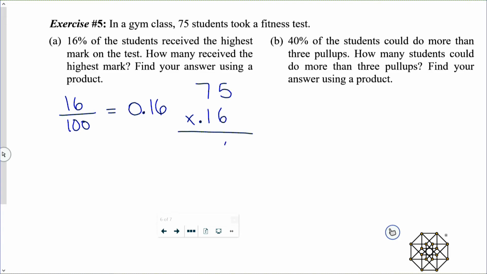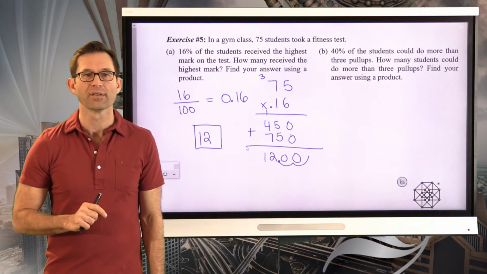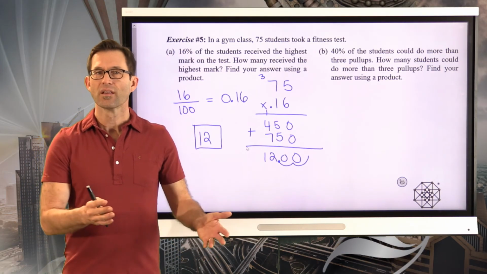So here we go, 75 times 0.16. 6 times 5 is 30, carry the 3. 6 times 7, 42, plus another 3 is 45, 0. Now it's going to be easy, 75, move this out of the way, add 0 and 0 is 0, 5 and 5 is 10, carry the 1, and then we get 12. Move that decimal place 2 units to the left, and we find that 12 total students received the highest mark on the test. Easy. Let's take a look at letter B.